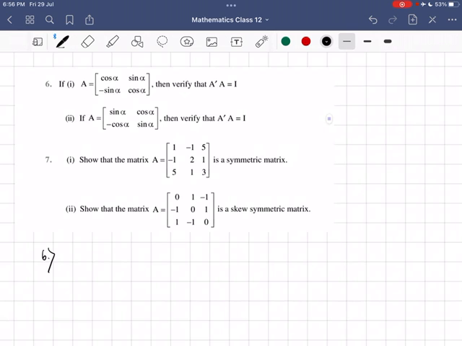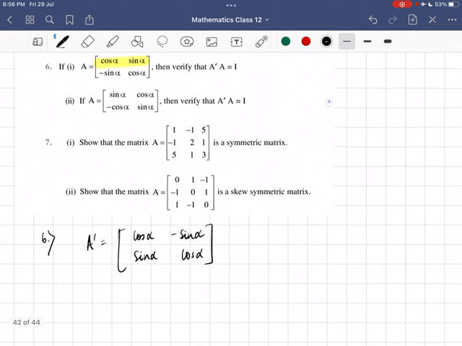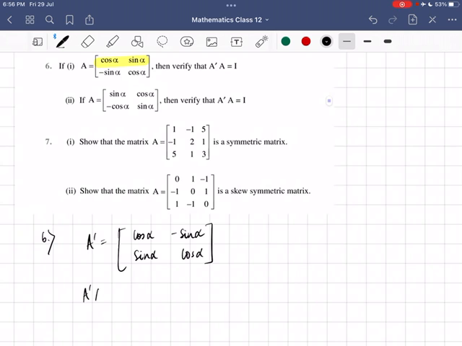So A complement. So what is that A complement equal to? Just complement this one. First row, it becomes first column. So cos alpha sin alpha minus sin alpha cos alpha. This is your A complement. Now we have to multiply this one with A. So A complement A is equal to cos alpha minus sin alpha sin alpha cos alpha. It gets multiplied with cos alpha sin alpha minus sin alpha cos alpha.